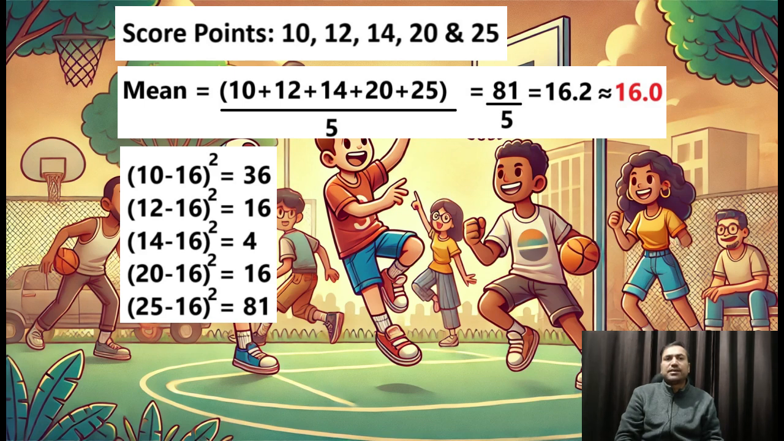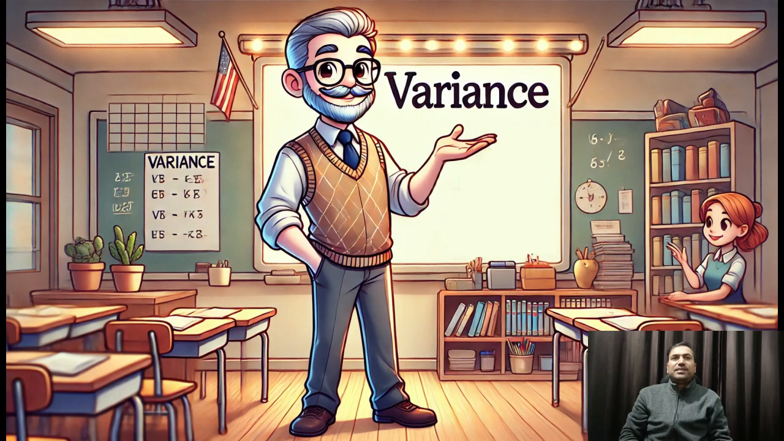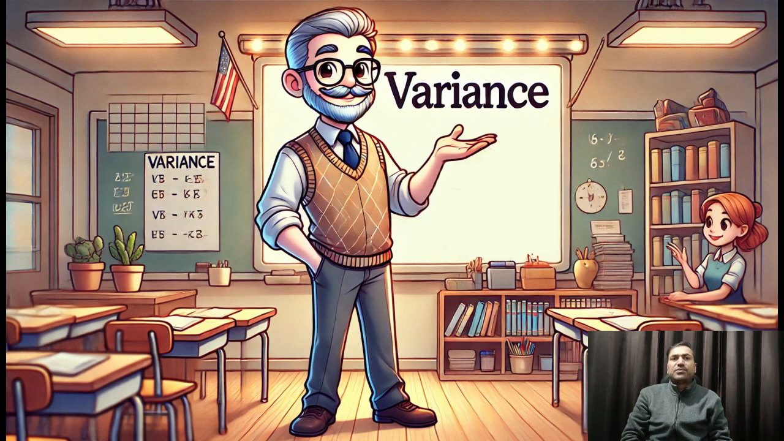Step 3. Find the average of these square differences. That's the variance. Variance is equal to 36 plus 16 plus 4 plus 16 plus 81, divided by 5, is equal to 30.6. Variance is equal to the average of square differences from the mean. Variance gives us a more detailed picture of how spread out the data is, but it's in squared units, which can be a little tricky to interpret.